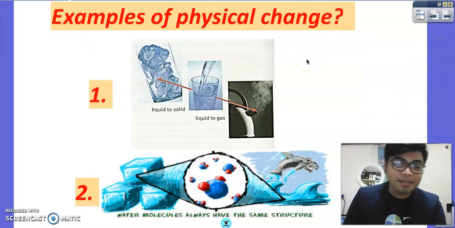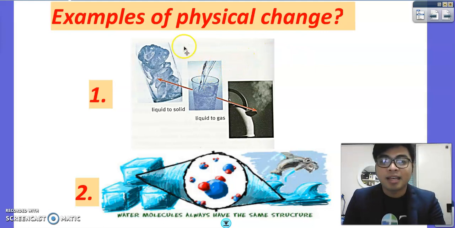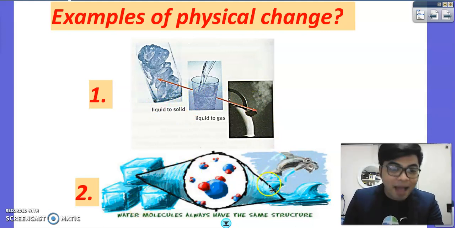These are just examples of physical change that I showed you a while ago. Changes in the states of matter, solid to liquid, liquid to gas. Here, the ice melts into water, but it's still the same water molecule, so it's a physical change actually.